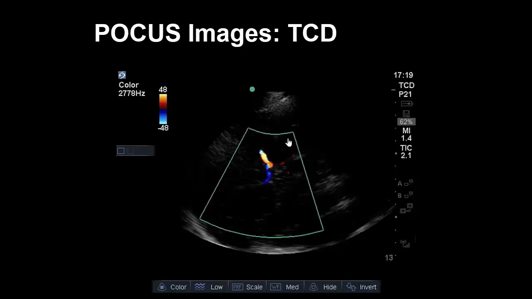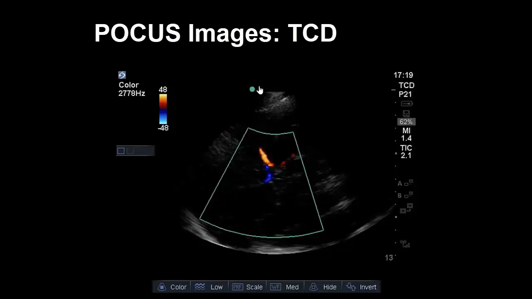As we play the clip here, we can see the bright color of the MCA, which comes out towards the ipsilateral temporal bone. It should be red in color as it's going towards the probe, as seen by our Nyquist here. Keep in mind that if there is low flow states within the cerebral vasculature, we may have to turn our Nyquist down in order to see cerebral blood flow.